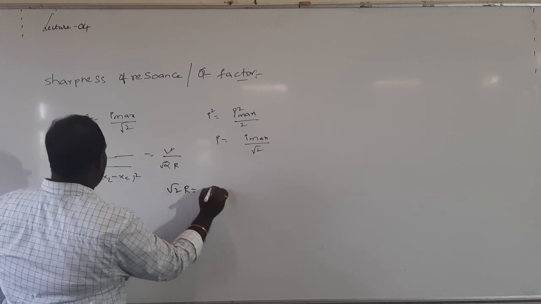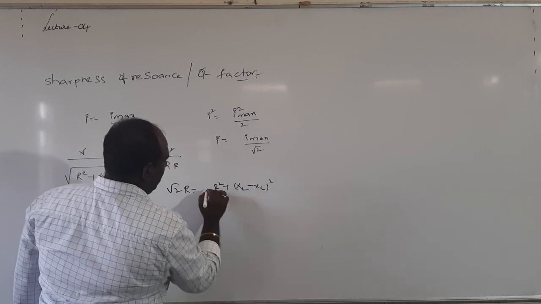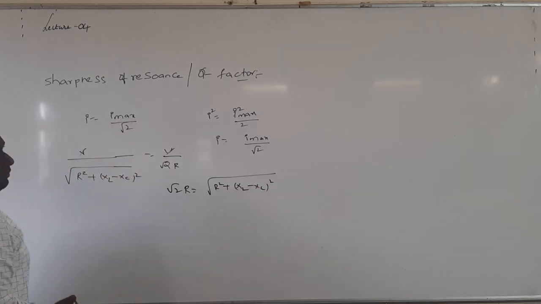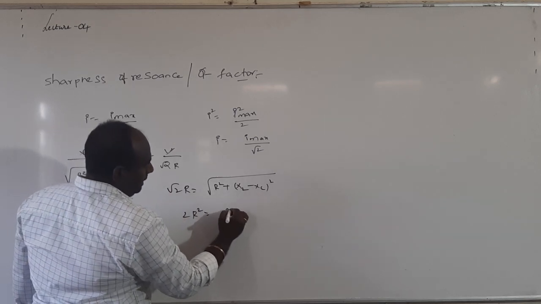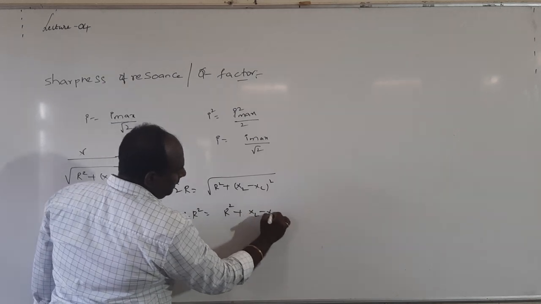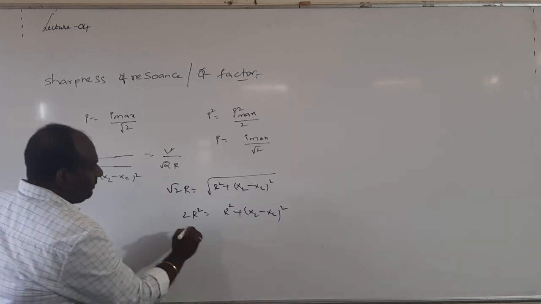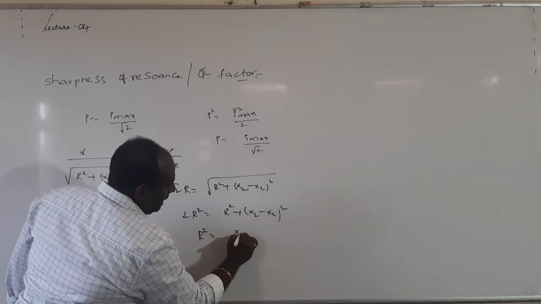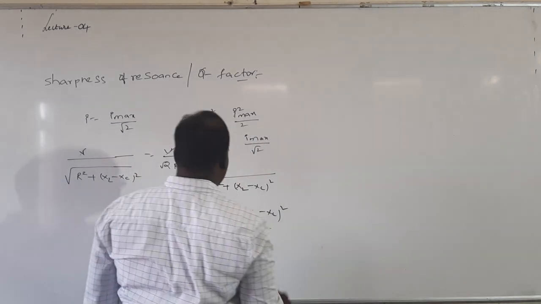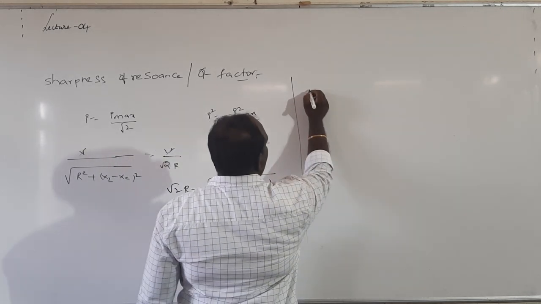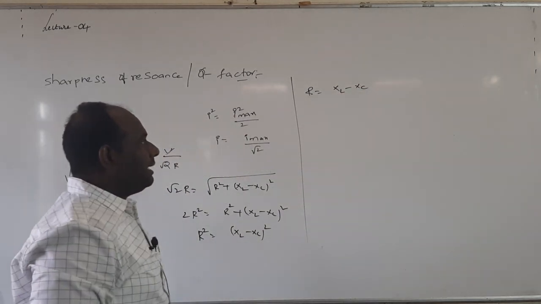Root 2R is equal to root over R square plus XL minus XC whole square. Squaring on both sides, I will get 2R square is equal to R square plus XL minus XC whole square. Then bring this R square to this side, and finally we get R square is equal to XL minus XC whole square. So from this I will write R equal to XL minus XC. This is the condition.